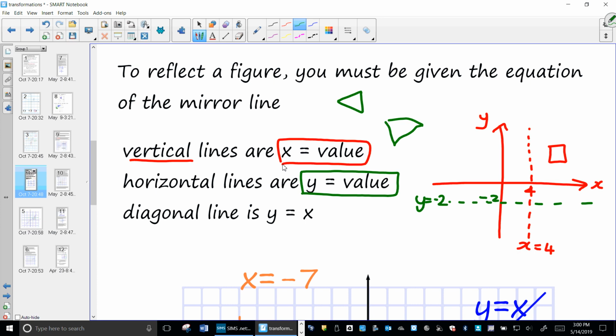Okay, so if they've drawn the mirror line in for you, just reflect it in that line. If they haven't, they will tell you what the equation is. Okay? So, I have two questions. My first question is, so it's always a mirror image, right? Yes.